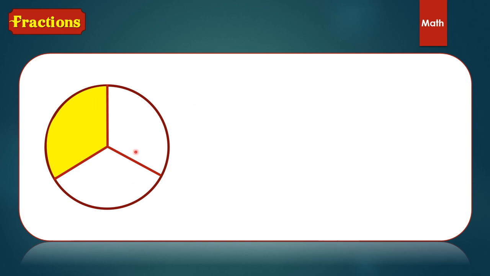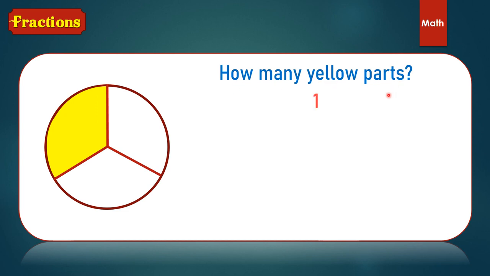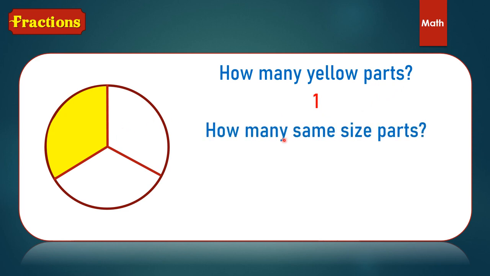Now I have the same circle, but this time I split it into 3 parts. Okay, let's ask again. How many yellow parts? Just 1. Excellent. Now, how many same size parts? Let's count. 1, 2, 3.